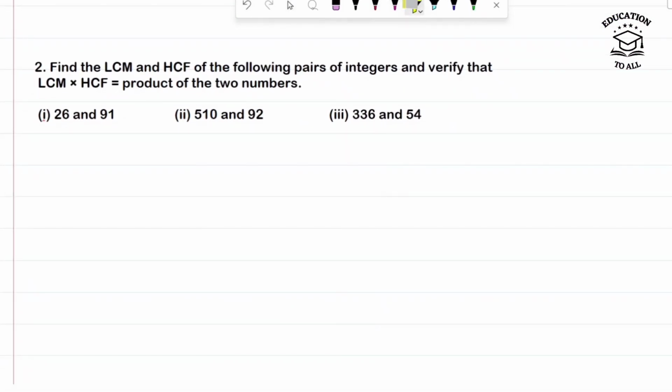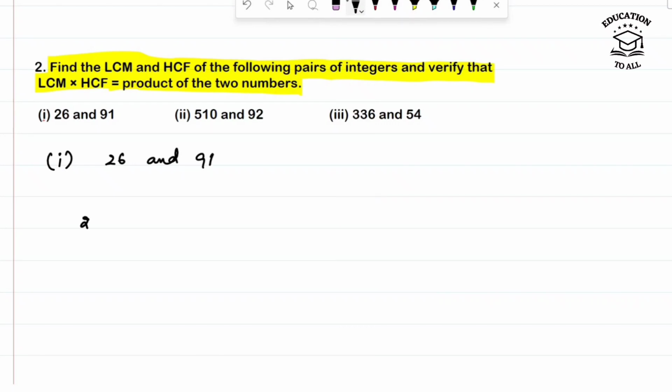The second question is given. Find the LCM and HCF of the following pairs of integers and verify that LCM into HCF is equal to the product of the two numbers. First, we try to find the LCM and HCF by using prime factorization. So the first Roman number 1, I'm taking 26 and 91.